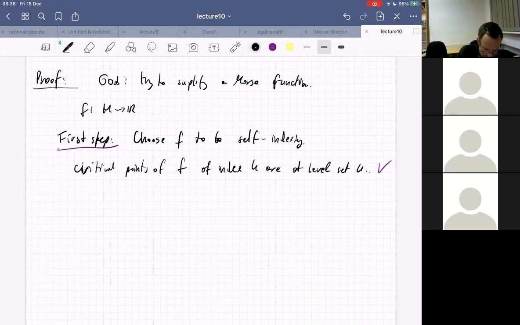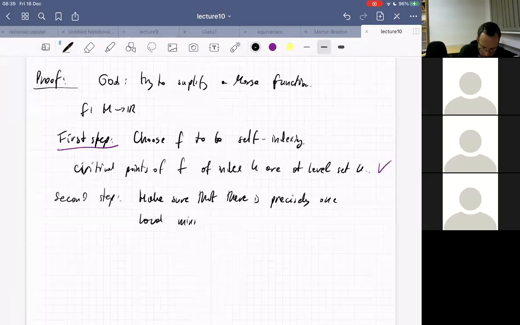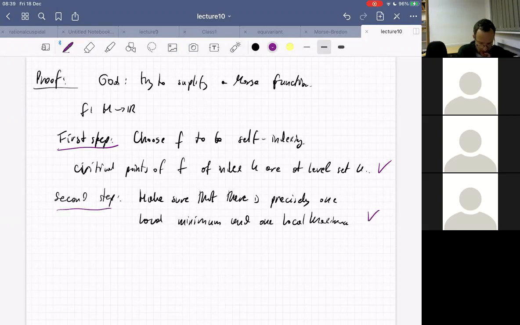Second step. Make sure that there is precisely one local minimum and one local maximum. And this is already what we did during classes. We did it once, so the second step is already checked.